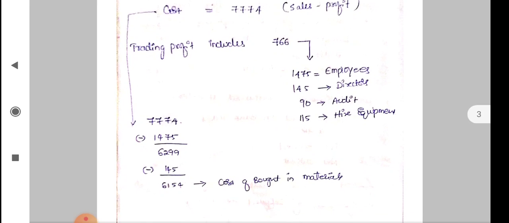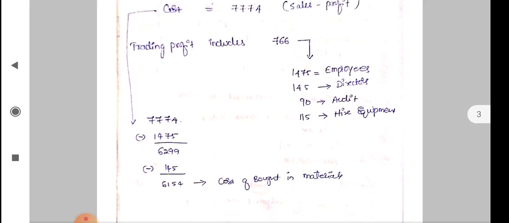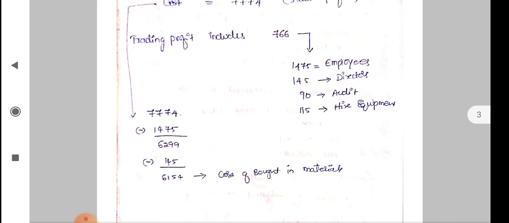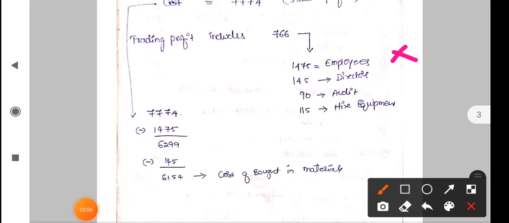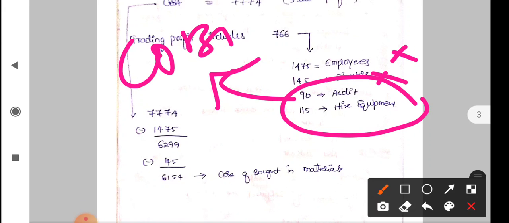So just subtract these things from 7,774. First we'll deduct whatever we don't need. We don't need employee cost because we'll show this in to pay for employees in the application. Next, we don't need directors' remuneration because we will show this in application to pay for the directors. These two things we need because this is the cost of bought in materials and services.